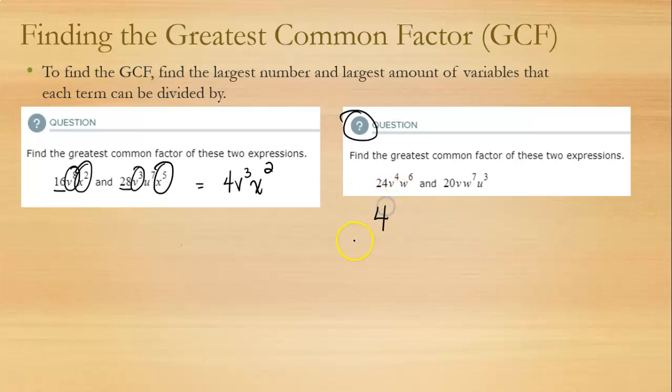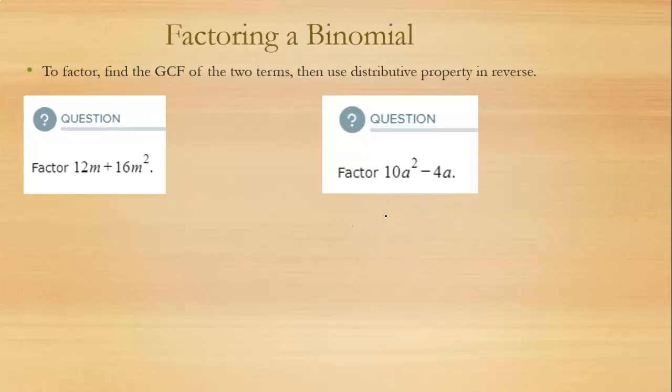The GCF has to be 4 because 24 and 20 are both divisible by 4. If I look at my V's, the largest number I can take out of both, there's 4 here and 1 here, so the largest amount is b to the 1. If I look at the W's, there's 6 here and 7 here, so the largest number I can take out of both is 6, and they don't share the U's, so I'm done here.